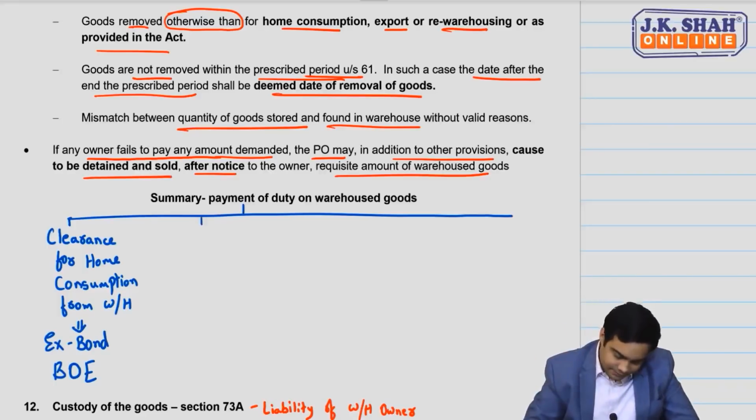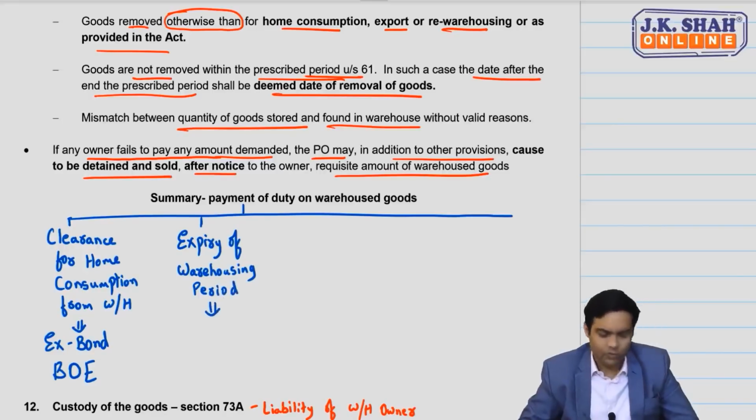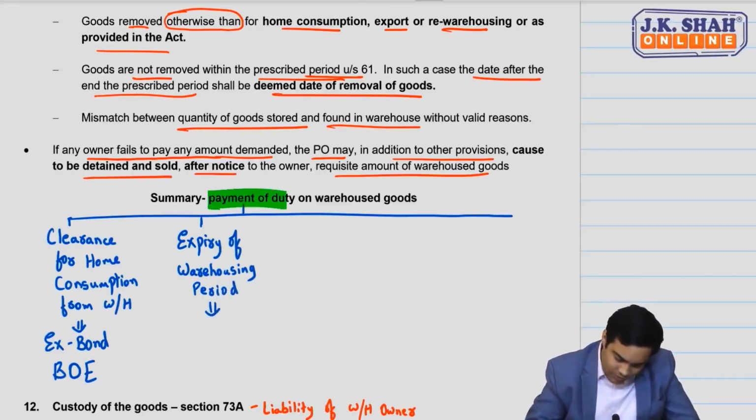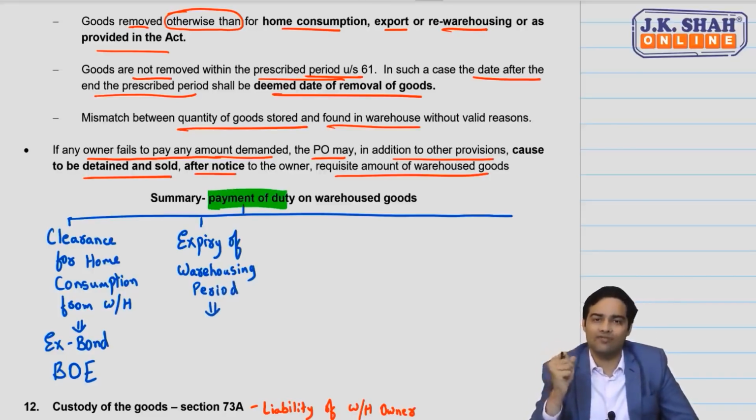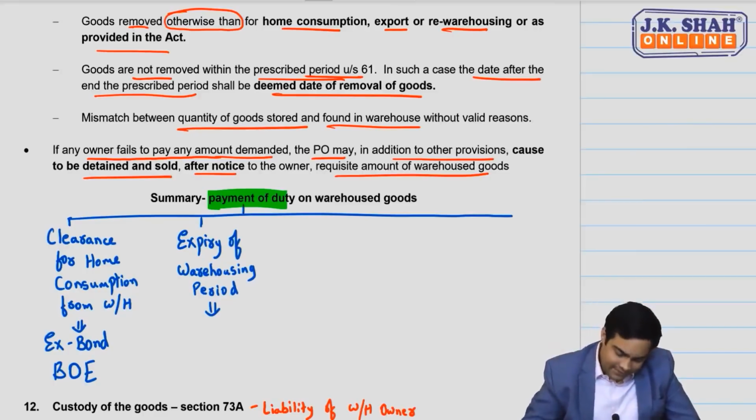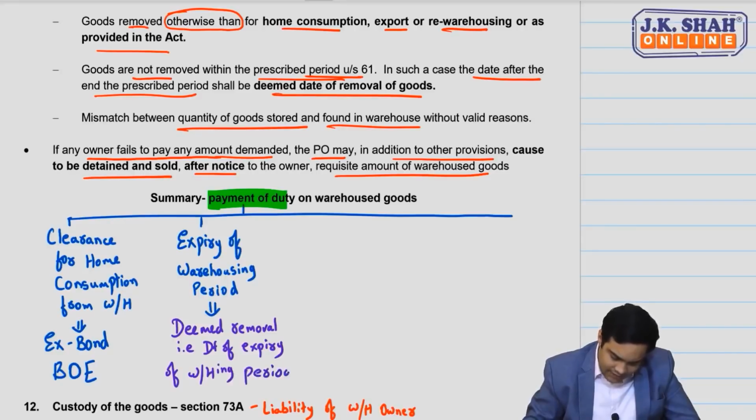Let's see the second one. If there is expiry of warehousing period. Say suppose the warehousing period expires. Then the question is, what would be the date on which you will pay duty? Based on which rate of duty will you pay duty? Here the law says deemed removal, that is date of expiry of warehousing period. The day the warehousing period expires, that day's rate of duty will apply.